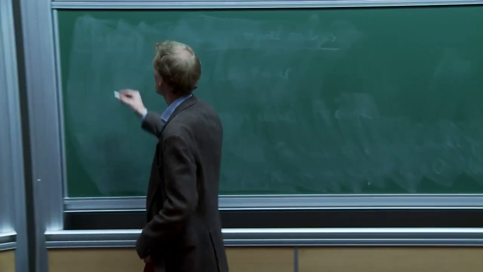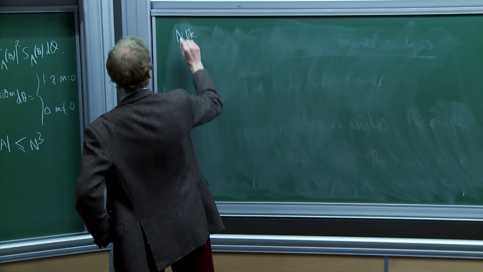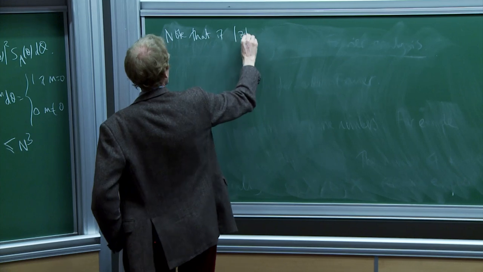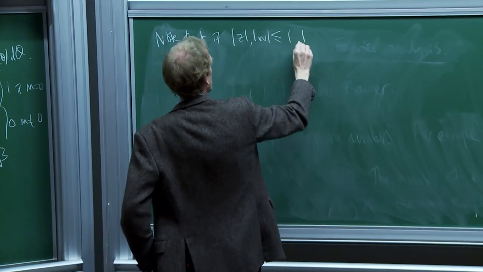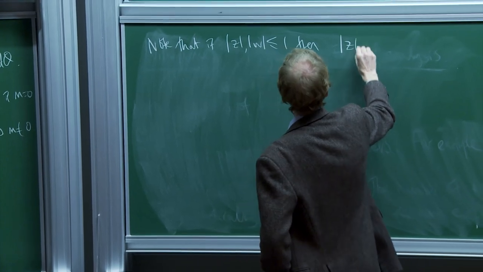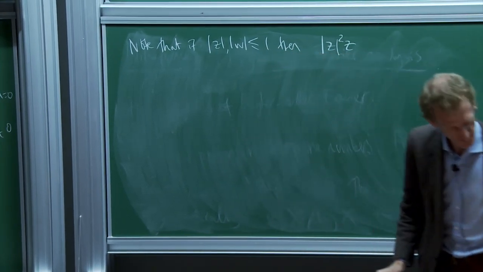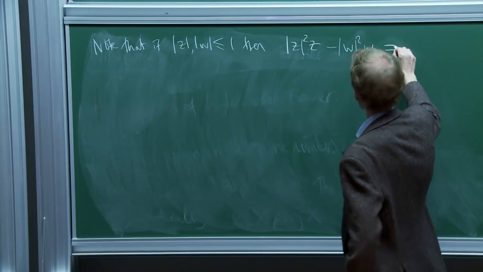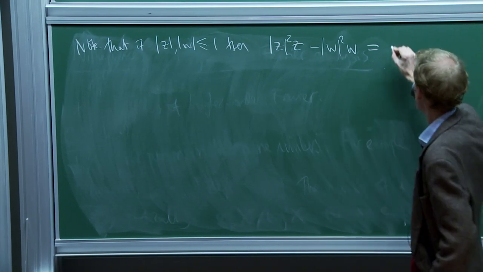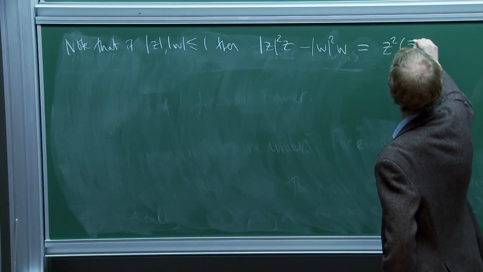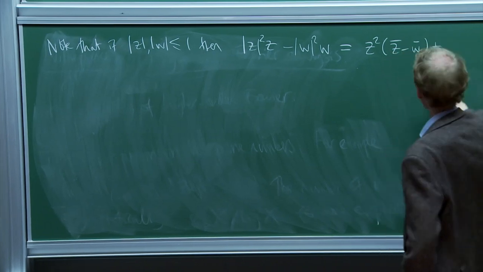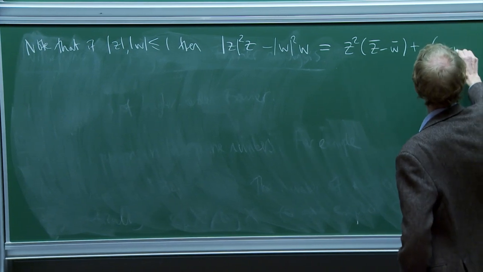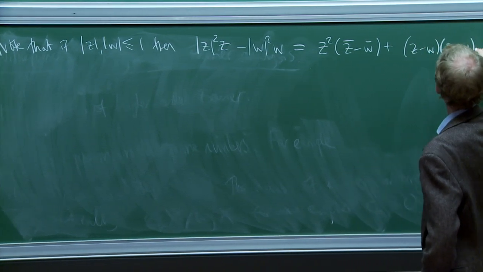Now you can just note a simple inequality for complex numbers. So if mod z and mod w are less than or equal to 1, then the size of z squared z minus w squared w can be expanded as z squared times z bar minus w bar, plus another term, z minus w, z plus w, w.